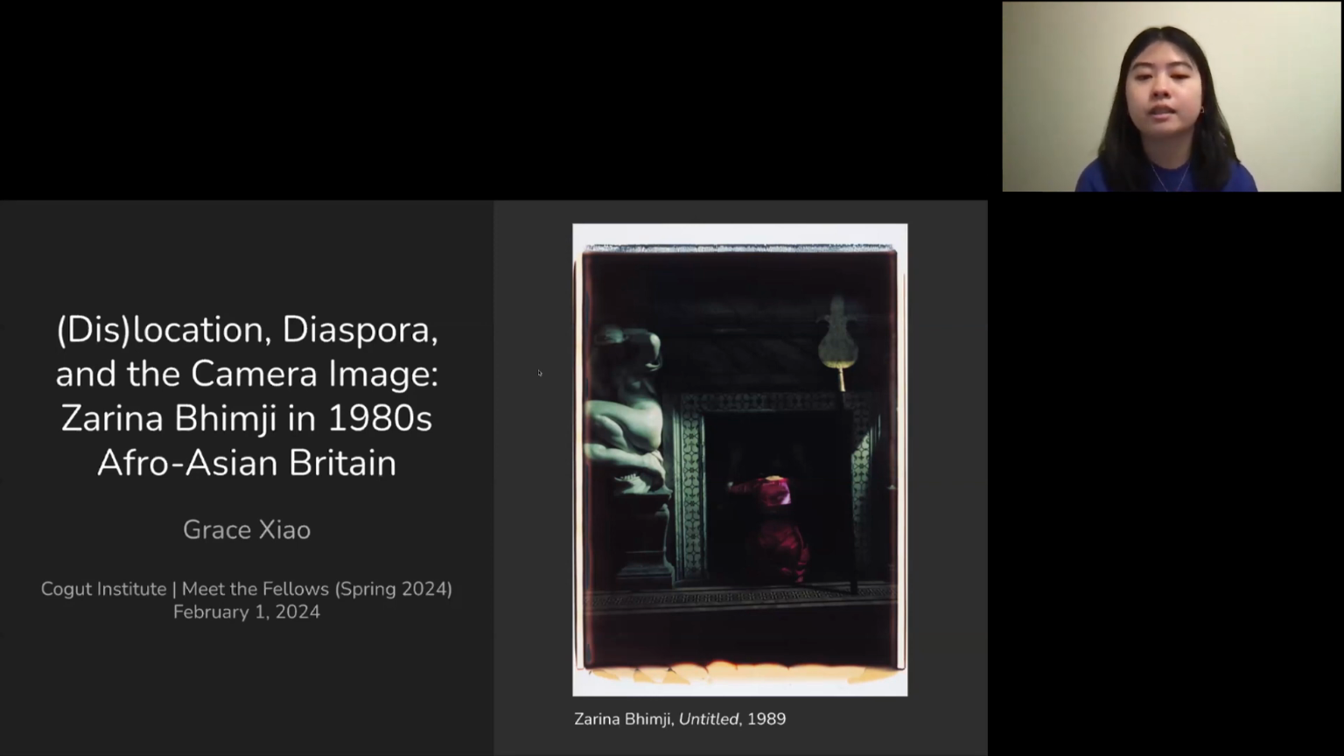So my project takes up contemporary lens-based artist Zarina Bimji's untitled series of 10 large format Polaroid photographs taken in 1989 during a 2-day residency at the Victoria and Albert Museum, or the V&A.